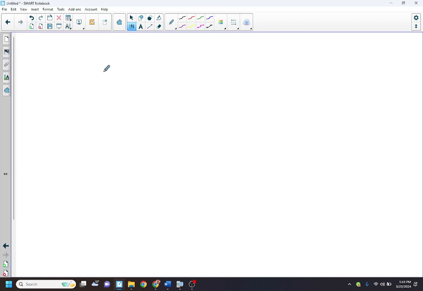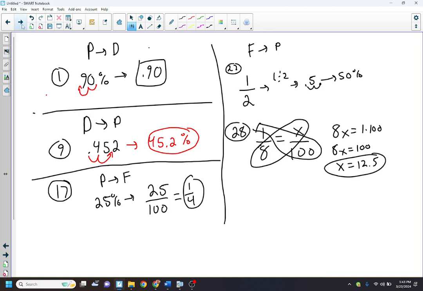Next part is markups, discounts, taxes. We use 12.5. 12.5 should have been the final answer. 12.5%, I guess I should say. All right.